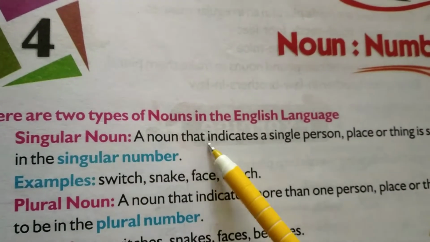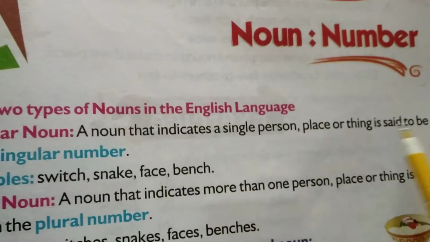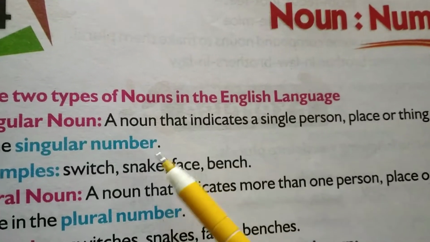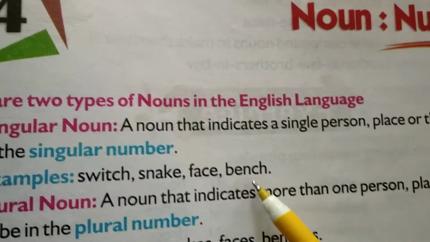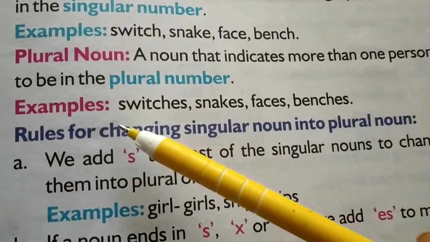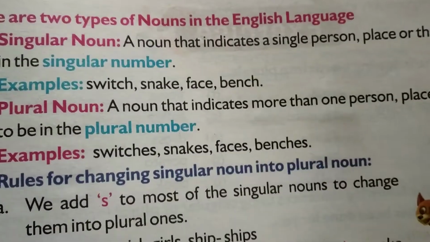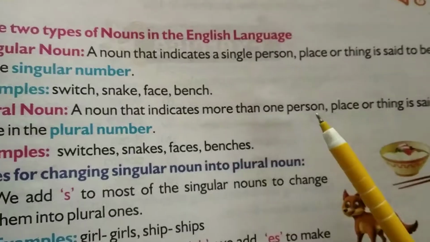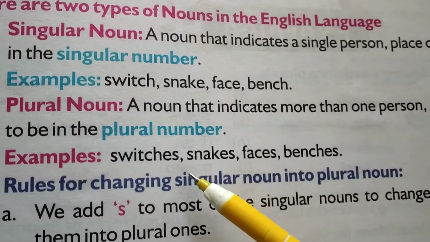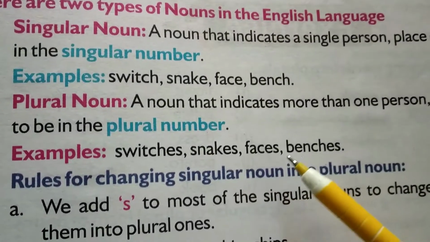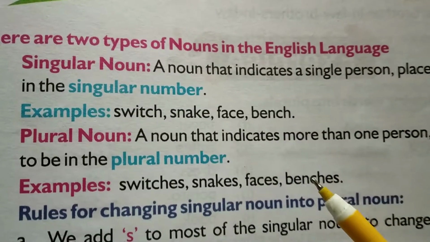Singular: a noun that indicates a single person, place or thing is said to be a singular number. Example: switch, snake, face, bench. Second one is plural number: a noun that indicates more than one person, place or thing is said to be the plural number. Example: switches, snakes, faces, benches, etc. So these are two types of numbers.